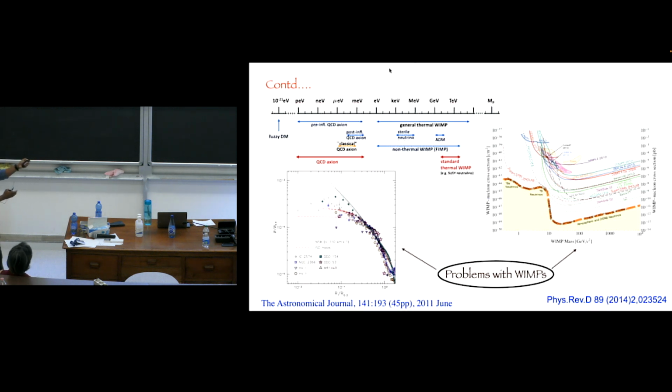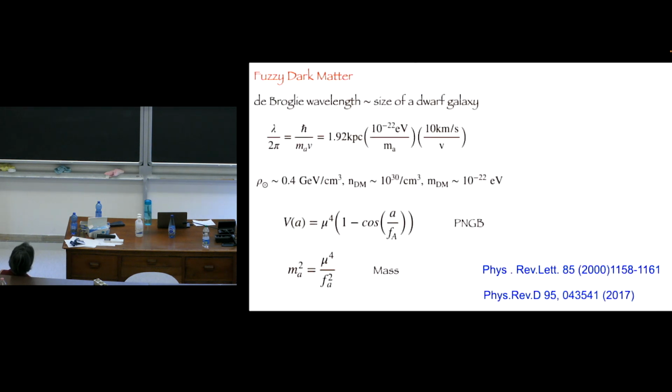Also, from the direct detection experiments, the regions are mostly ruled out. So this is one of the motivations to study alternative scenarios other than WIMP dark matter. This is the typical expression of the wavelength of the fuzzy dark matter. It is of the order of 1.92 kiloparsec, the typical size of a dwarf galaxy, if your mass is of the order of 10 to the minus 22 eV, okay?